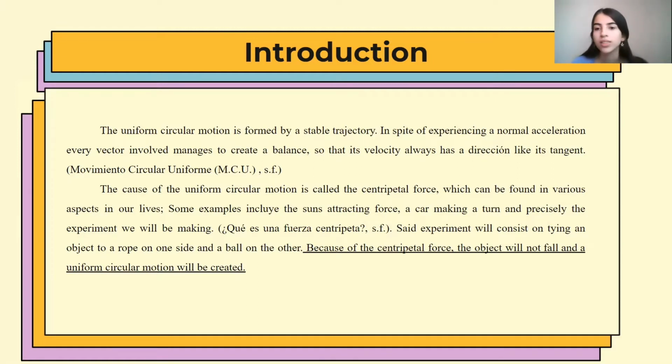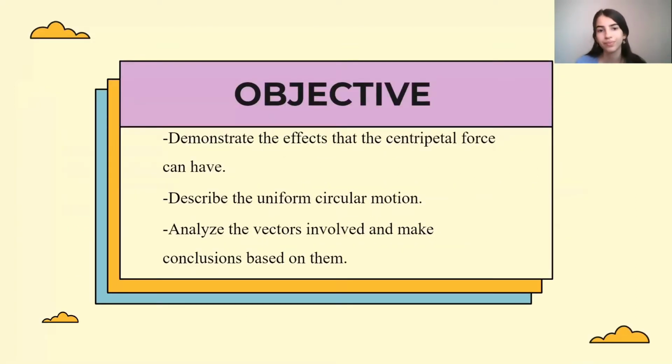Our experiment will consist of tying an object to a rope on one side and a ball to the other. Because of the centripetal force I will cause, the object will not fall and a uniform circular motion will be created. As an objective, I want to demonstrate the effects that the centripetal force can have. I want to describe the uniform circular motion, analyze the vectors involved, and make conclusions based on them.